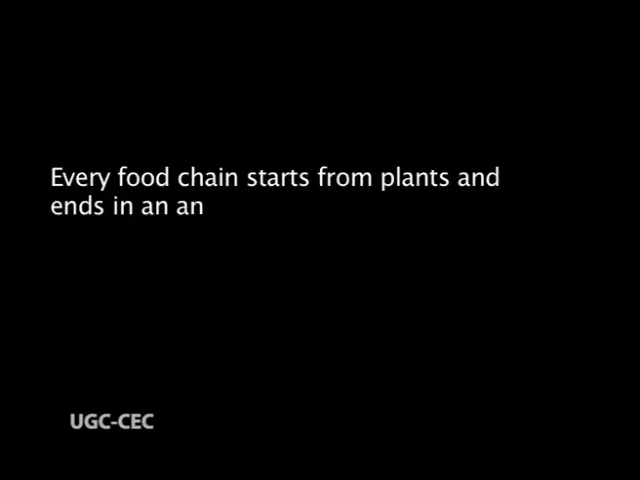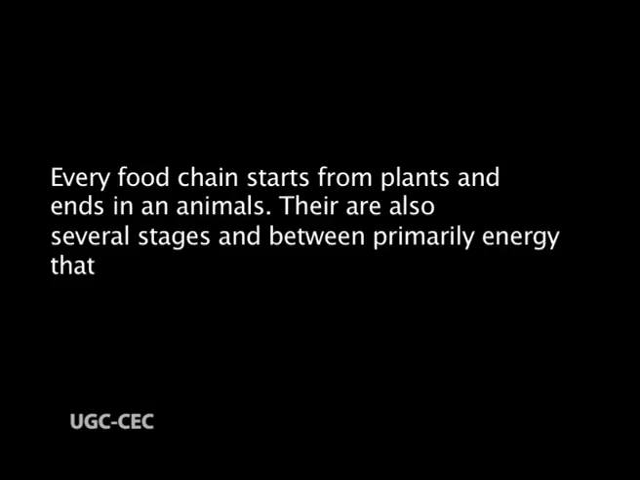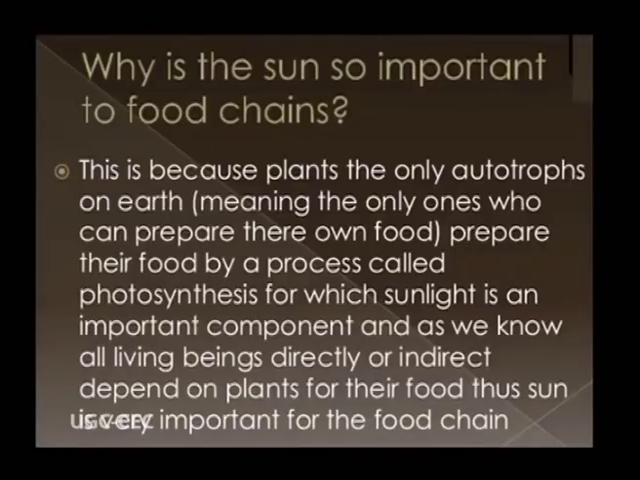Stages of food chain. Every food chain starts from plants and ends in an animal. There are also several stages in between. Primarily, energy that passes through the food chain is provided by the sun. Plants take this energy from the sun and convert this into glucose. It requires water and carbon dioxide for the process of photosynthesis and also produces oxygen in the process.